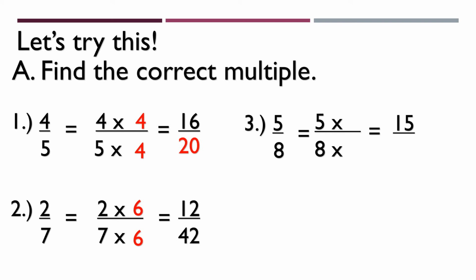Number 3, 5/8. What is the missing number there? Since 5 times what is 15? Let's remember the table of 5. 5 times 1 is 5, 5 times 2 is 10, 5 times 3 is 15. So the missing number is 3. Since we will multiply both numerator and denominator by 3, the answer is 8 times 3 equals 24. So 5/8 is an equivalent fraction of 15 out of 24.